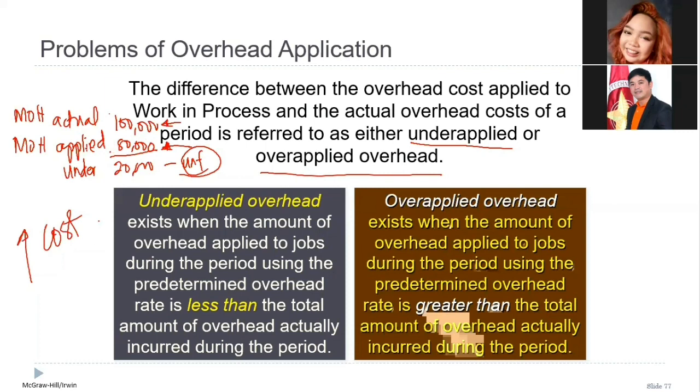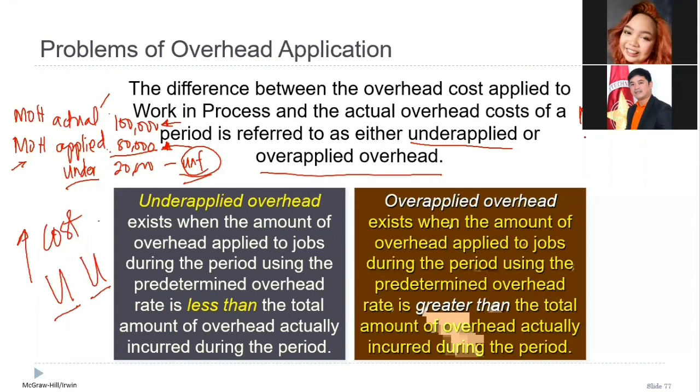Pero ang kainaman nga lang talaga, ulitin ko lang, sa MOH applied kasi ito na-determine na natin agad yung cost ng product at the end of the period. Pero kapag actual kasi, kahit tapos na yung period, hindi pa tapos yung pag-accumulate natin ng overhead. Hindi pa tapos yung kompletong data natin ng overhead, puro estimate. Ang meron lang tayo dito ay yung estimate natin. So under-applied, unfavorable. Madaling tandaan, parehas naman na U. Under-applied, unfavorable.